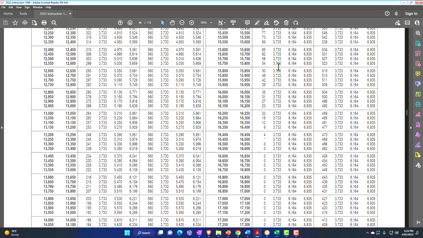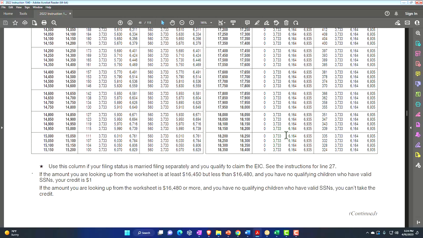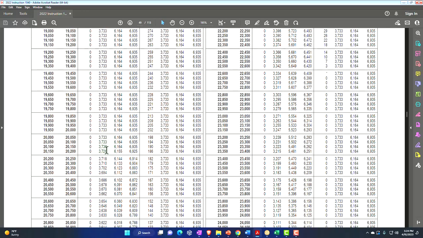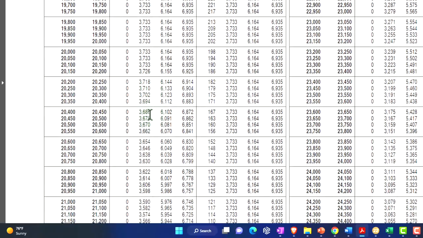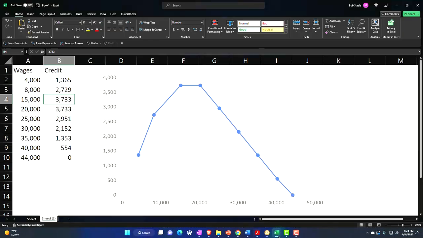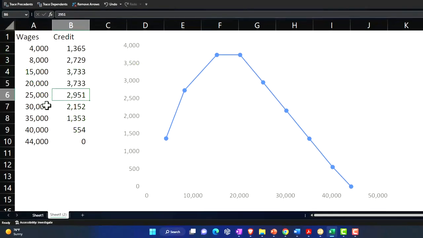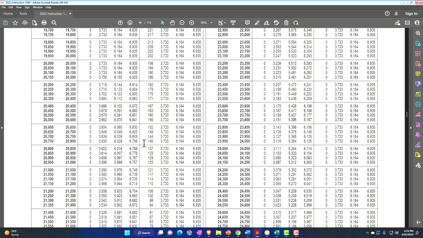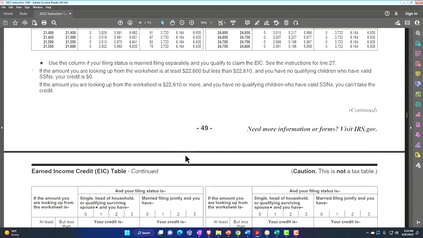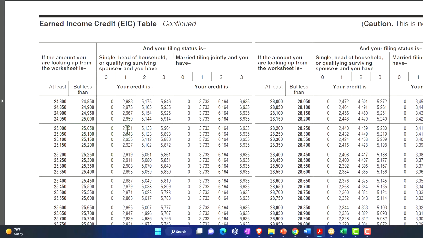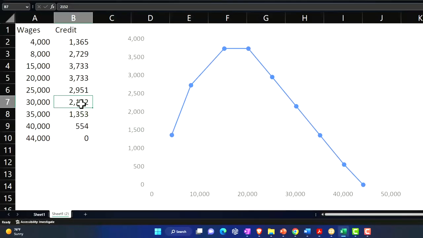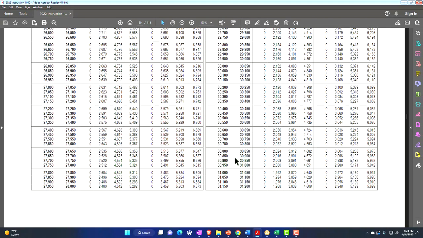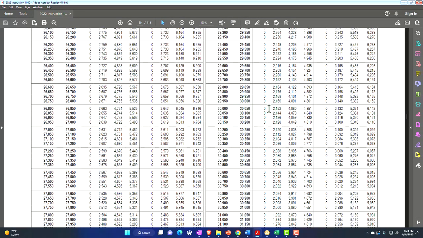And then it stays at that flat level at the maximum for quite some time. So it's flattened out there until we get down to the 20,200 about. And then it goes back down. So that's the curve that you can imagine in your mind. If we mirror what we did here, the 15,000 falls in there, and then it starts going back down. 25,000 should be at the 2951, right? And then it goes to the 30,000, 2152, and so on.